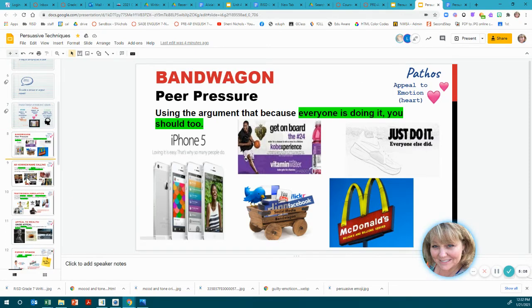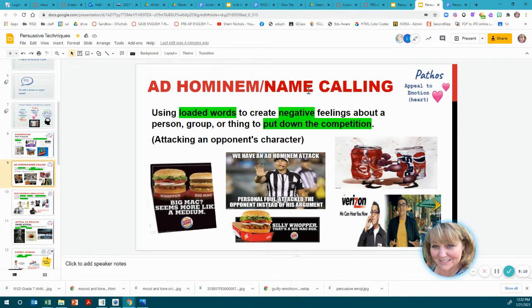And then we have ad hominem, or also called name calling. It's using loaded words to create negative feelings about a person, group, or thing to put down the competition. And you use an ad hominem or name calling when you're attacking your opponent's character.